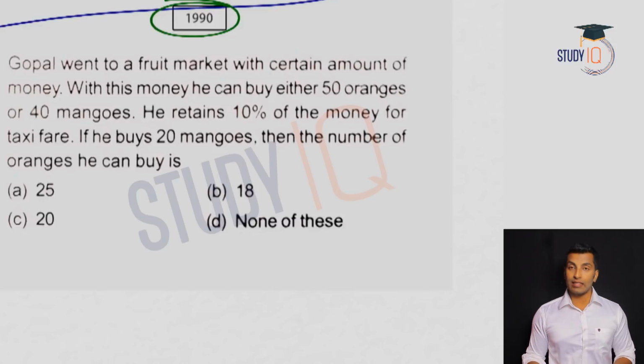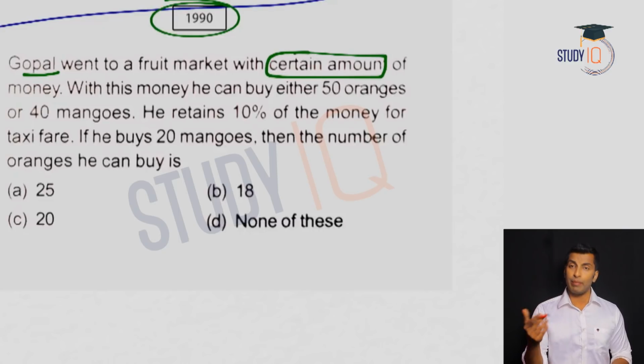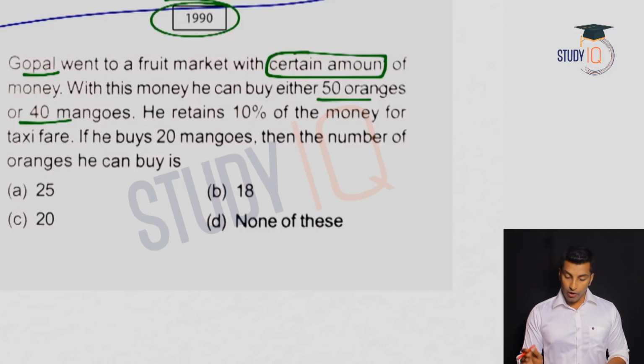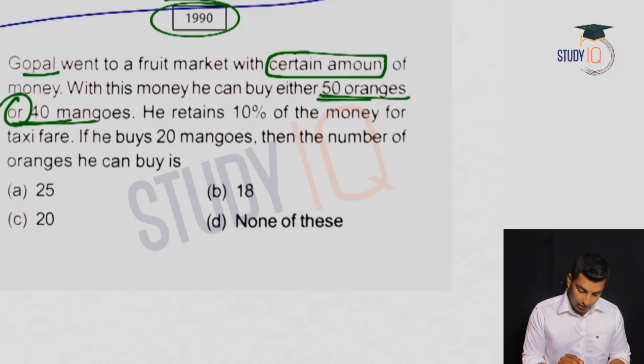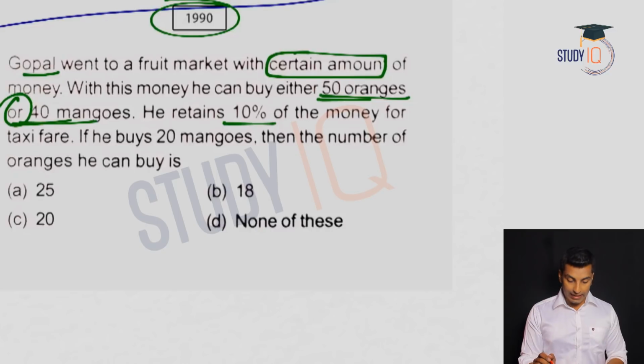So what they're saying is a person went to the market with a certain amount, so we don't know about that, so the question may be related to this amount also. Let's see what is the question. With this money he can buy either 50 oranges or 40 mangoes. So either 50 oranges or 40 mangoes. This word 'or' is very important. He retains 10% of the money which he is having, which we don't know, for taxi fare, and if he buys 20 mangoes, then the number of oranges he can buy.